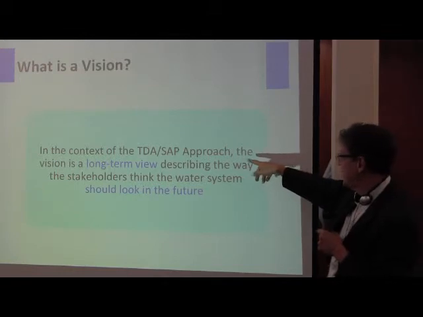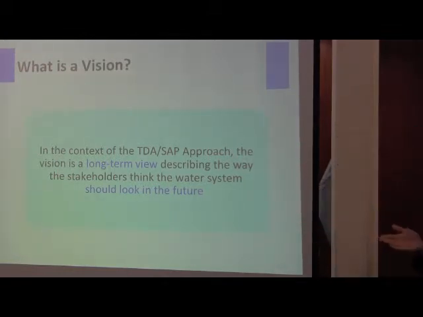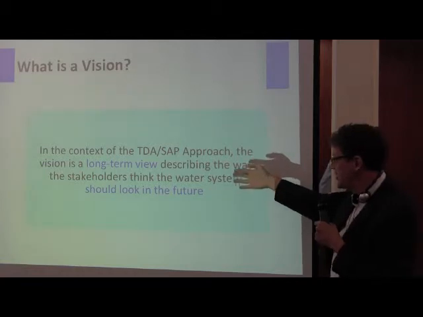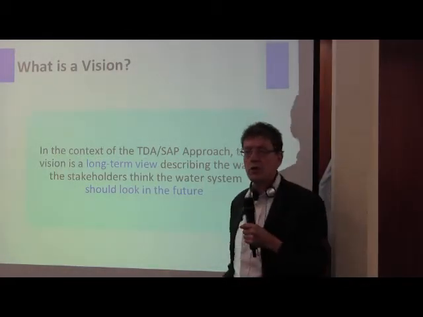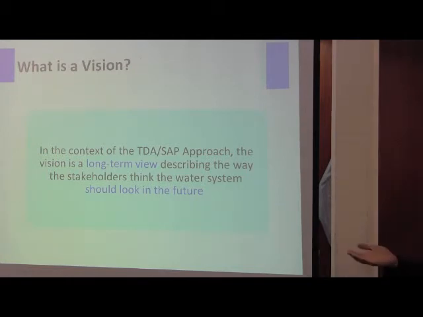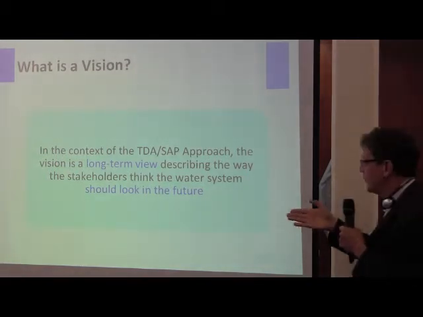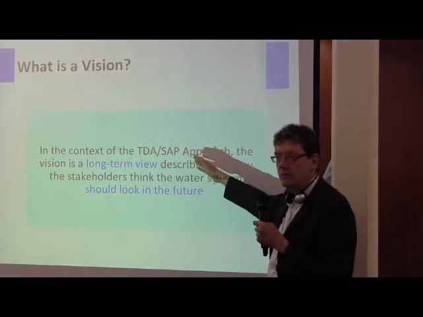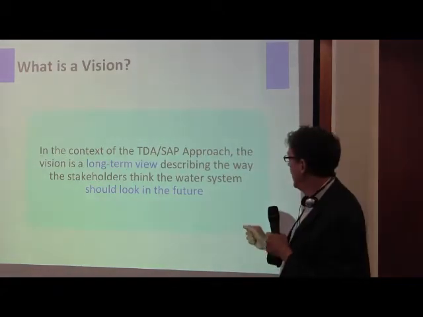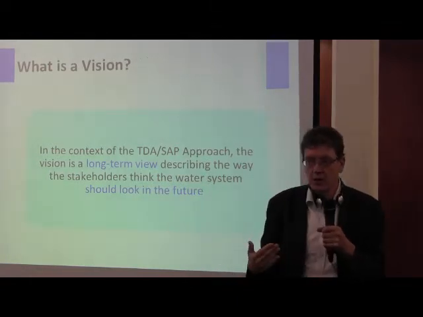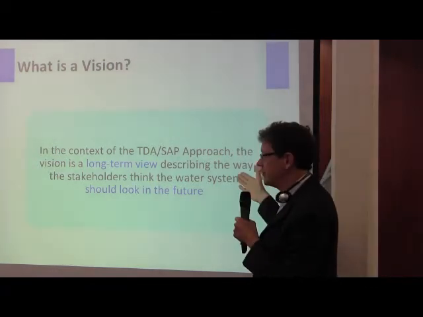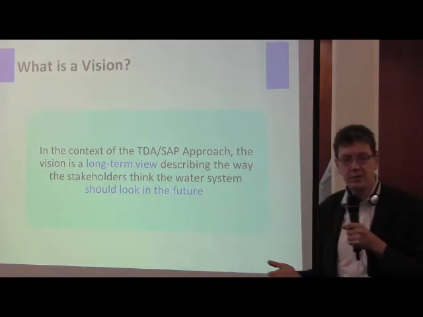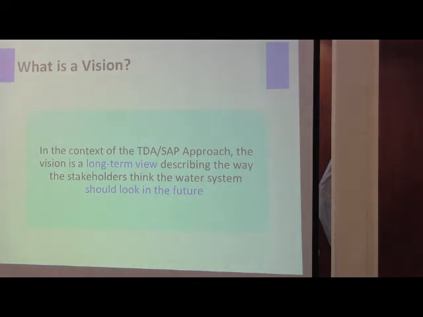In the context of the TDA SAP approach, the vision is a long-term view describing the way the stakeholders think the water system should look in the future. The long term could be 25 years, could be 10 years, could be 50 years. There needs to be some kind of time frame on that. It describes the way the stakeholders, and you are representing the stakeholders in this meeting, think the water system should look in the future. How do you want the water system to look in 25 years? How would you like to see the Humboldt Current run?